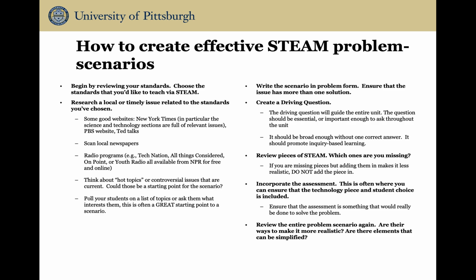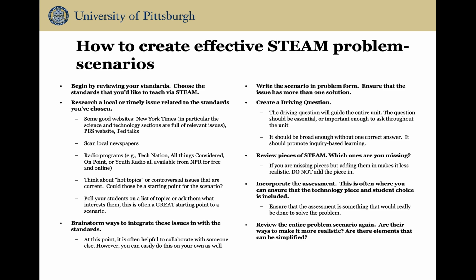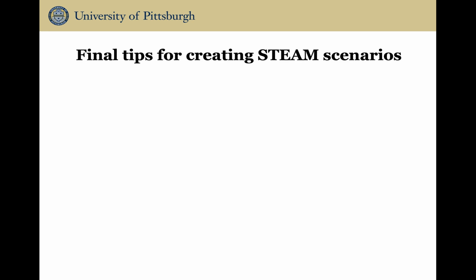Then incorporate the assessment. This is often where you can ensure the technology piece is included, and student choice. Ensure that the assessment is something that would really be done to solve the problem. And then review the entire scenario again. Are there ways to make it more realistic? Are there elements that can be simplified? Take a stab at that. At the end of this, you should have a nice draft of your STEAM problem scenario. At the end, it's often helpful to collaborate with somebody else about this as well. If you have somebody you can run these ideas by, they will often come up with great ways for you to think about this STEAM scenario.